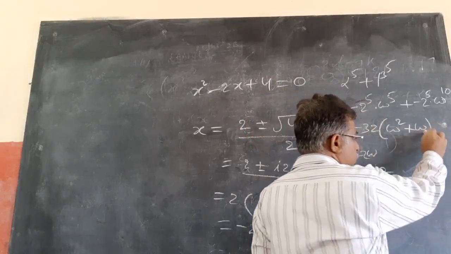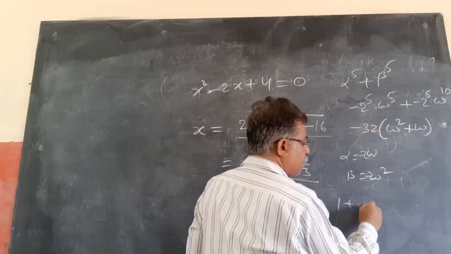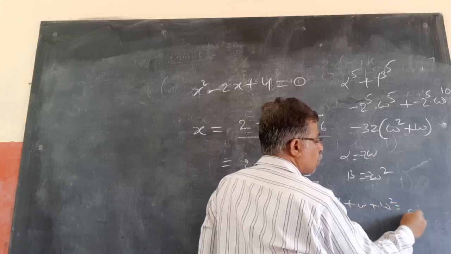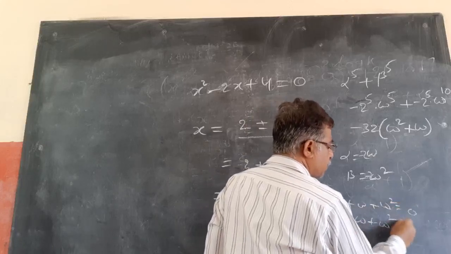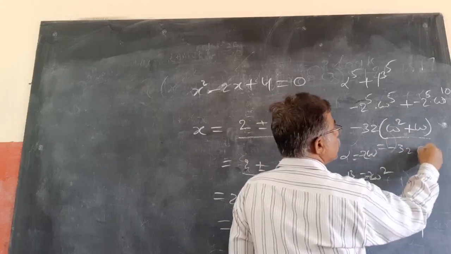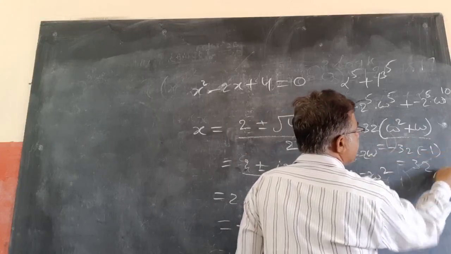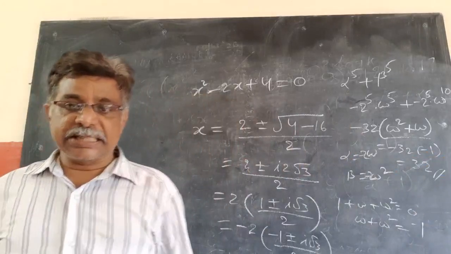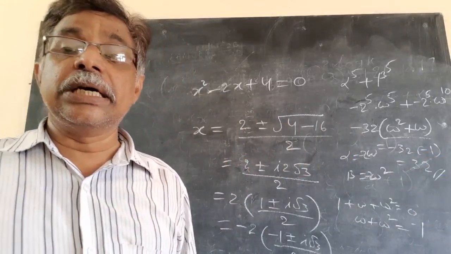So omega plus omega square. We know that 1 plus omega plus omega square is 0, so omega plus omega square equals minus 1. So this part is minus 1. So minus 32 into minus 1 equals plus 32. Plus 32 is our final answer.